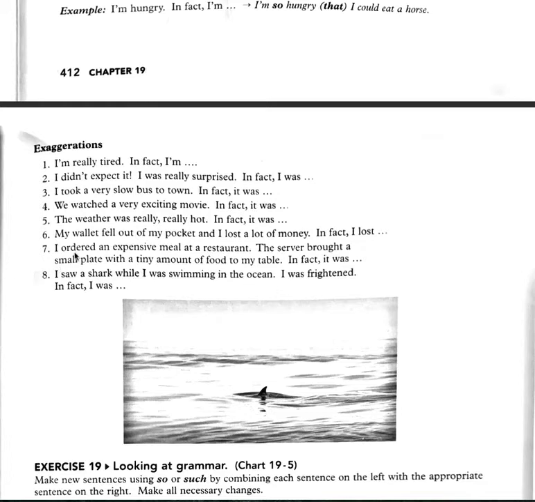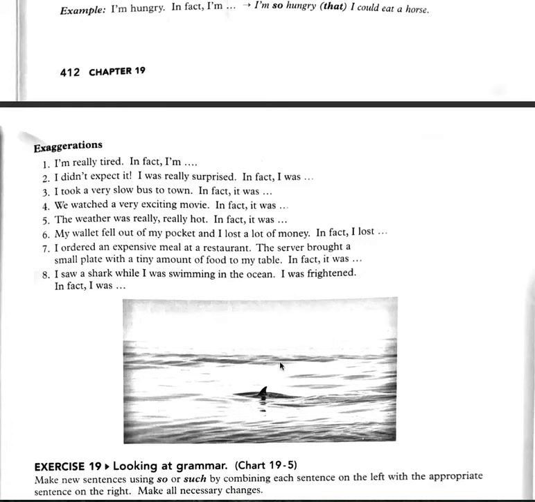Number 7. If you go to some of these exclusive restaurants, especially those French restaurants, they're expensive. Okay? I ordered an expensive meal at a restaurant. The server brought a small plate with a tiny amount of food to my table. In fact, it was so small that I needed a microscope to cut the steak. Or, in fact, it was so small that I ordered 30 more plates. Okay? That's an exaggeration.